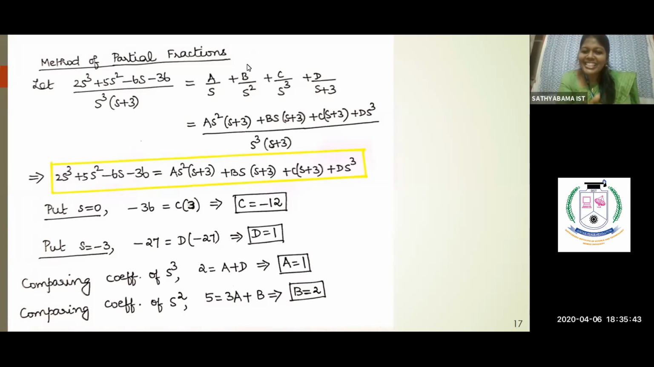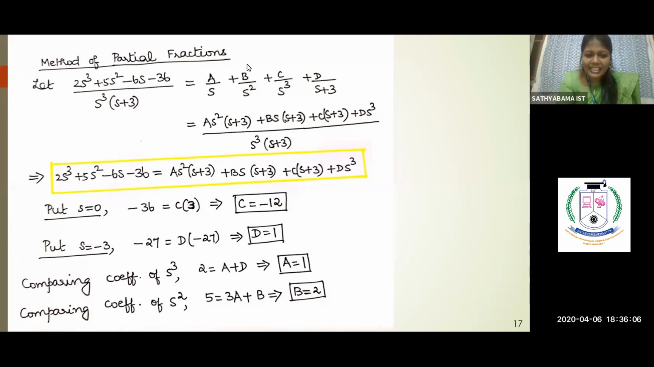Now, it's really easy to find values of A, B, C, and D. Let's see how we do it. First thing, you have to look at the linear factors. I have 2 linear factors. One is s minus 0. The other is s plus 3. Since s minus 0 is a linear factor, put s equal to 0. Similarly, because s plus 3 is a linear factor, put s equal to minus 3. So, these are the 2 values for s that you will give.